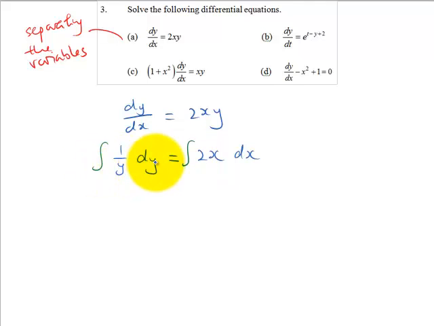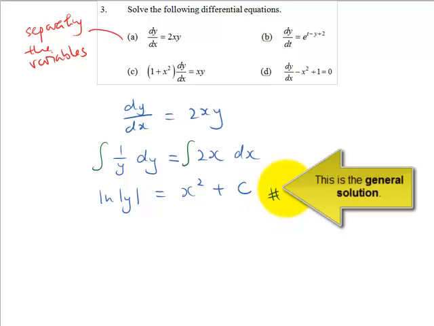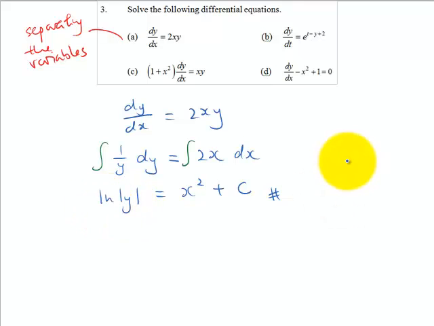Integrating 1 over y with respect to y is ln y. Integrating 2x with respect to x is x squared plus c. So this is the answer. Now we can also make y the subject and get rid of this ln. If you can recall, ln of a equals b implies that a equals e to the power of b.